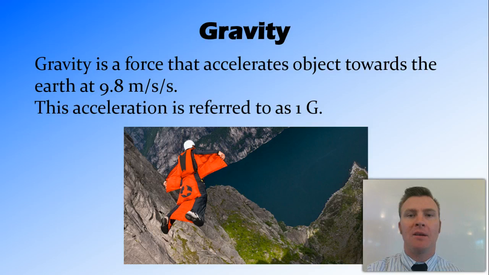So if we're talking about being on, say, a roller coaster ride that gives us 2g's of acceleration, that means I feel twice the acceleration that I normally feel for gravity.